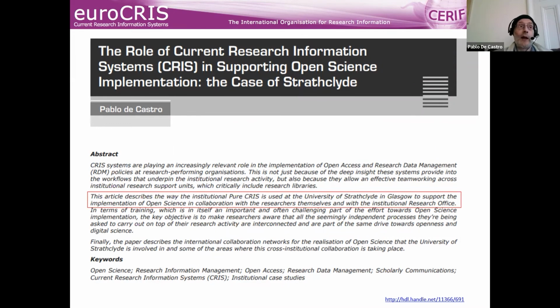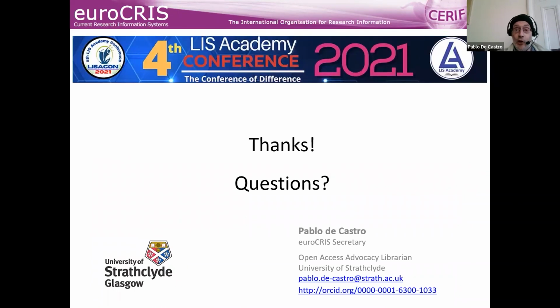All of these I've talked about with regard to snake bite related research is open science. We need this science to be open, to be openly available, to be showcased. There is this paper that I would recommend you take a look at, the role of current research information systems, or CRIS, in supporting open science implementation at the University of Strathclyde. This is a paper I wrote a couple of years ago with examples on how open access and research data management can be implemented at an institution by using a CRIS system for the purpose. And this is my talk for today.